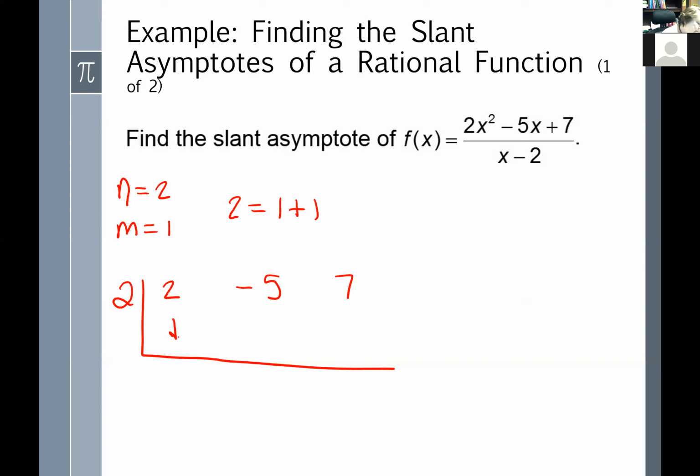So I'm going to bring the 2 straight down. 2 times 2 is 4. That's 1 minus 2. And I don't really care about the remainder. All I care about is the quotient. The quotient is the slant asymptote. So the first 2 terms here, since I've divided a second degree polynomial by a first degree polynomial, my quotient is a first degree polynomial. So it is 2x minus 1. Don't care about the remainder. And I set that equal to y. So the slant asymptote for this function is y equals 2x minus 1. It's a line whose slope is 2.